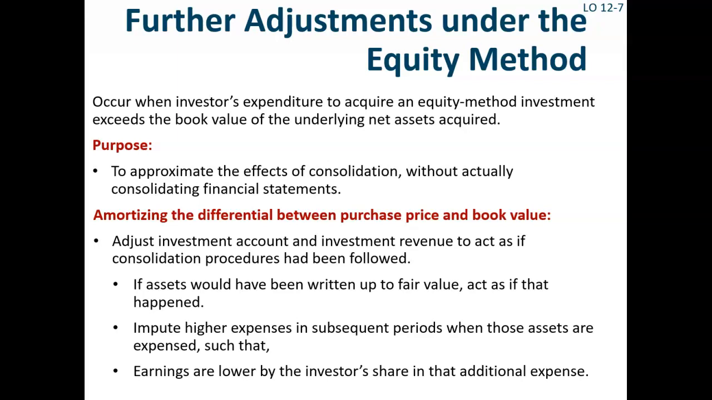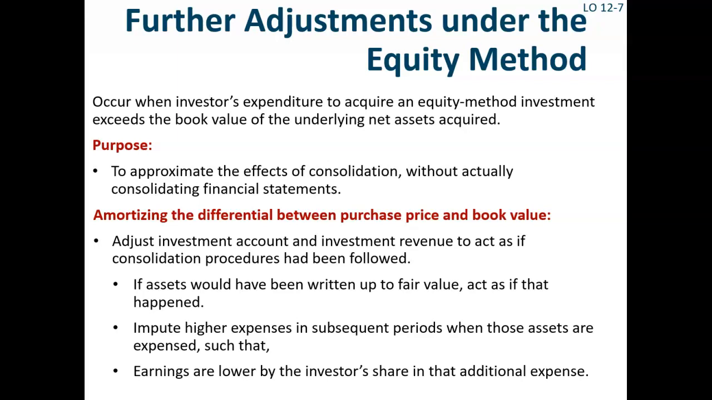More specifically, both the investment account and investment revenue are adjusted for differences between net income reported by the investee and the amount that would have been reported if consolidation procedures had been followed. This process is often referred to as amortizing the differential because it mimics the process of expensing some of the difference between the price paid for the investment and the book value of the investment.